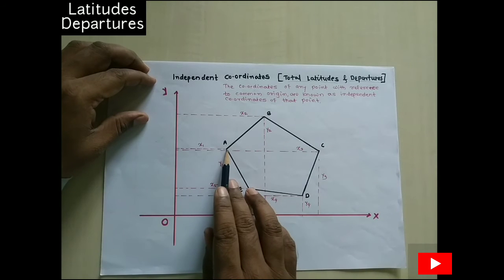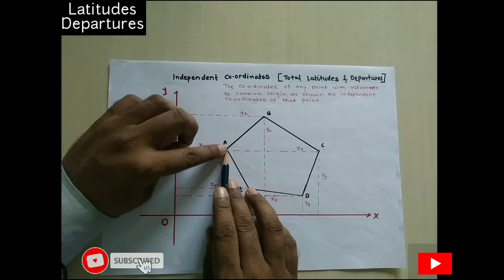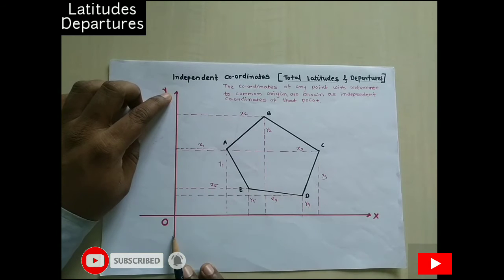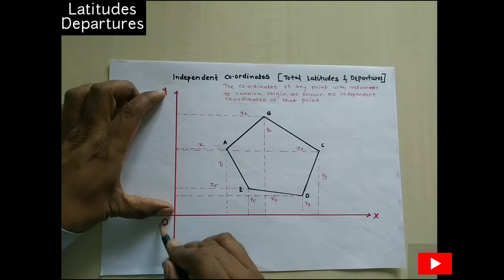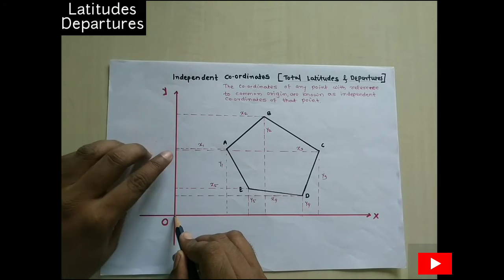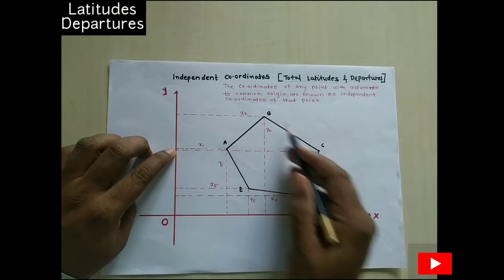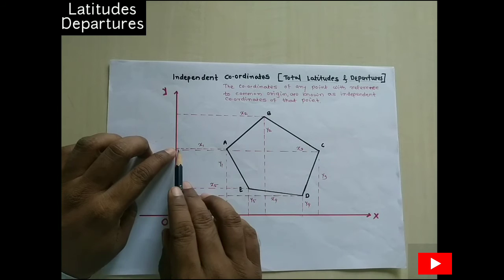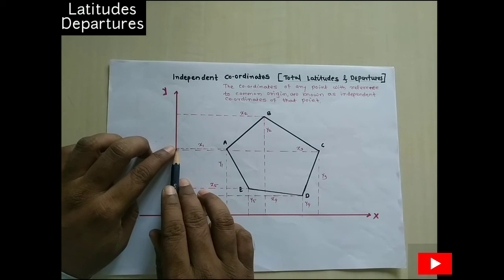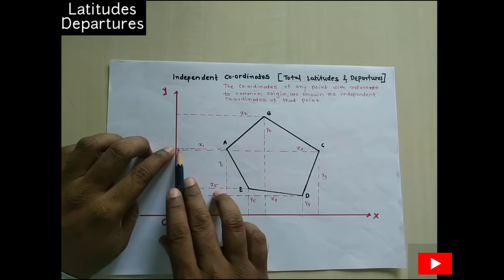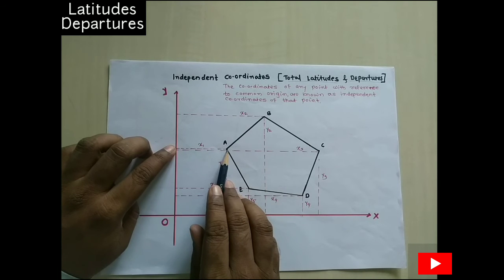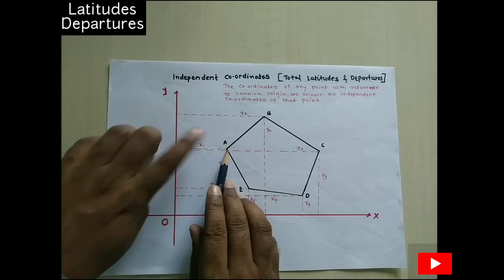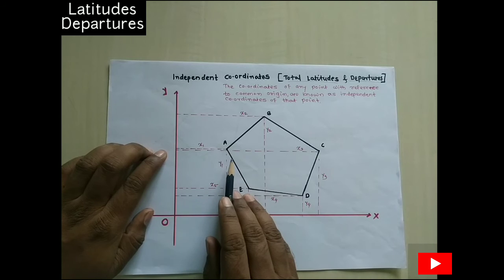So here, point A. If I consider point A, now this is the Y line and this is the X axis, then I will make the origin here. Then if the traverse is here, from the particular origin I will measure the horizontal direction. I will measure x1 in the horizontal direction and y1 in the vertical direction.